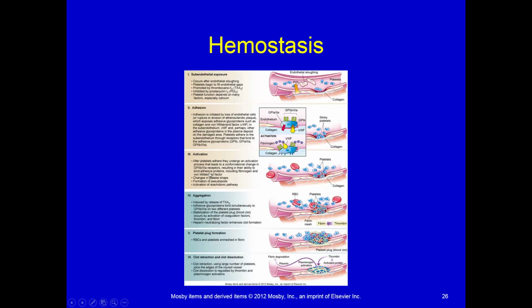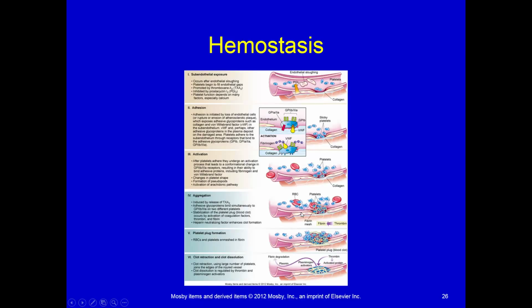3, activation. After the platelets get sticky and adhere, they undergo an activation process that leads to the activation of a lot of other processes and a lot of other cells coming to that site. Here in this picture, you see collagen starting to form, and you see red blood cells coming to that site. So in stage 3, think of activation as bringing other important cells in the blood to that site of endothelial damage, in addition to the sticky platelets that already showed up.